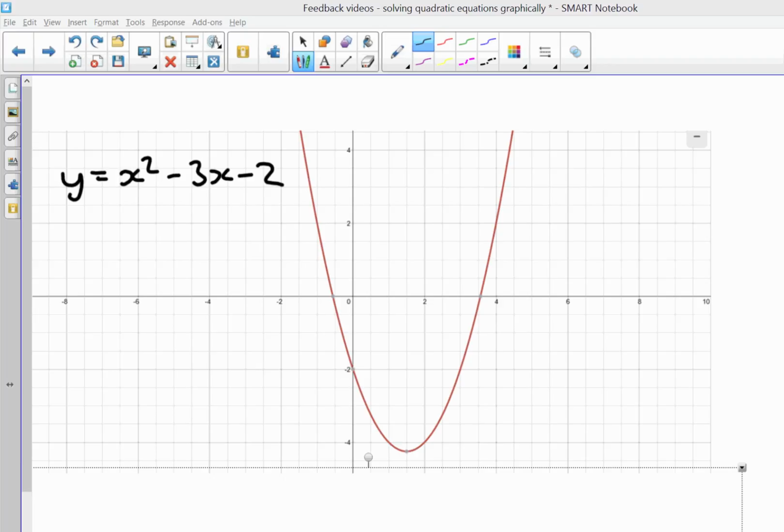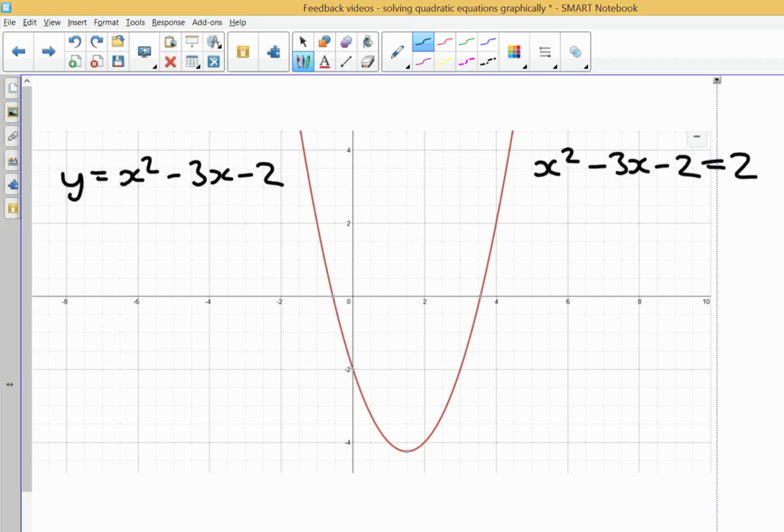Right, so this second video is going to be about how we solve quadratic equations graphically when the answer equals a constant that's not zero. So remember, a constant is just something that doesn't change. So for example, I could ask you to solve the equation x squared minus 3x minus 2 is equal to 2.